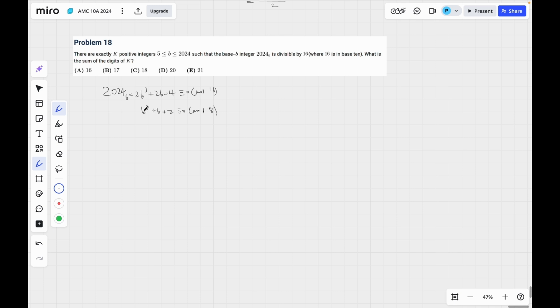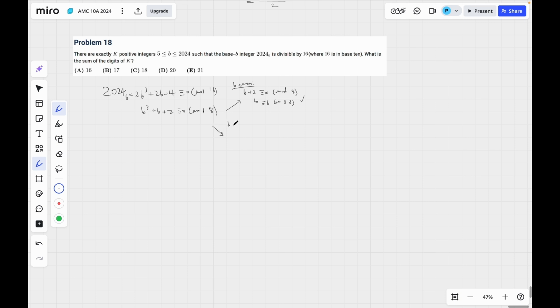If b is even, then b to the power of 3 is divisible by 8. So we can cross this term out. So we're just left with b plus 2 is equivalent to 0 mod 8, which means that b is equivalent to 6 mod 8. Now we can check this with our assumption that b is even to find that this does work.